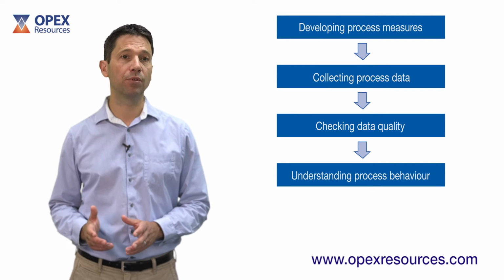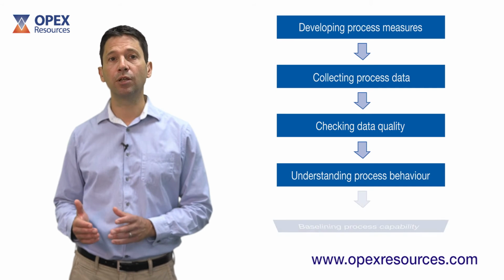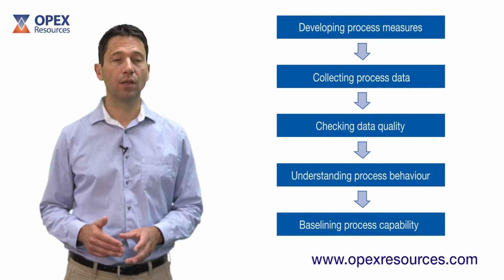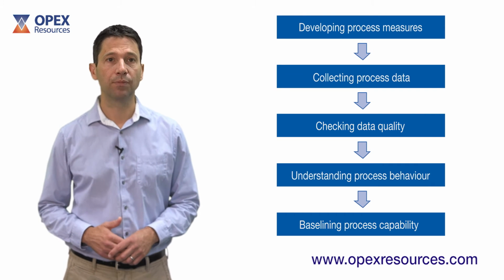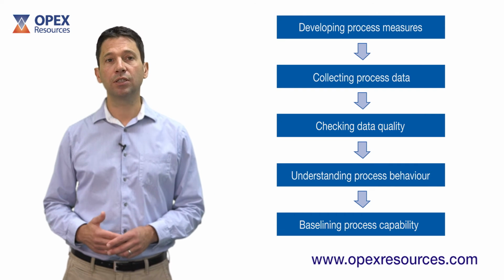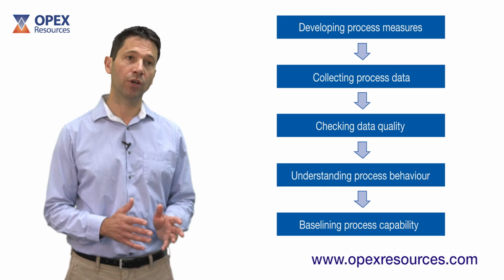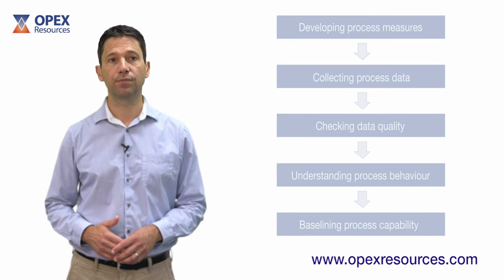Finally, the fifth step of the measure phase is about baselining process capability. This step is all about establishing a baseline for the existing process, or in other words, understanding the performance of the process before any improvements take place.